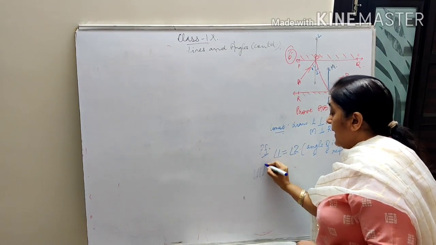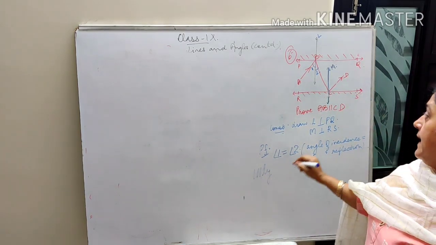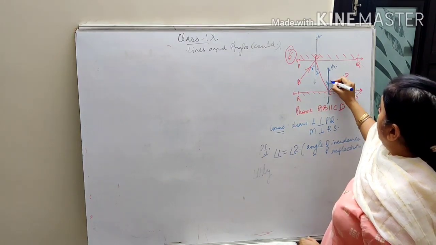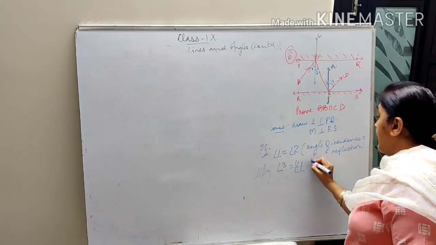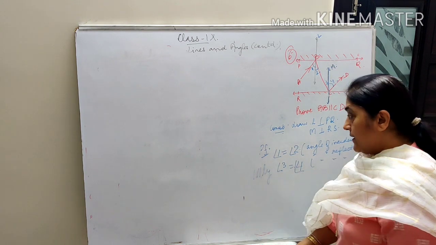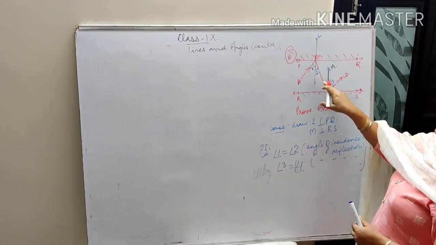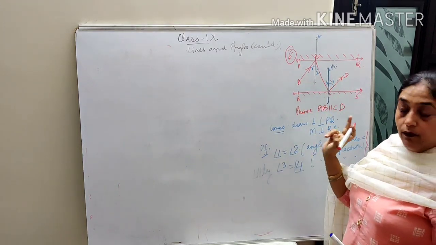Similarly, I will put up 3 bars and L1. Similarly, angle 3 equal to angle 4. Same reason, angle of incidence equal to angle of reflection. This is set 1: 1 is equal to 2 and 3 is equal to 4.